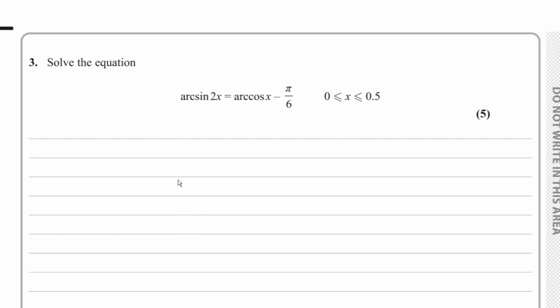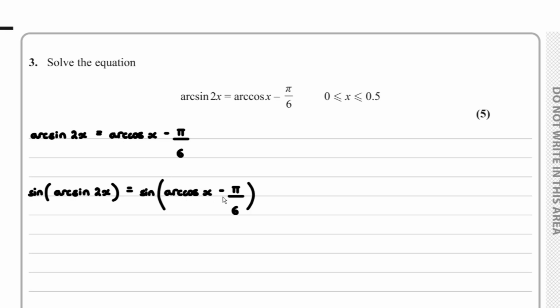Question number 3. We have to solve the equation arc sine of 2x equals arc cos of x subtract pi over 6, where x is in between 0 and 0.5. So, writing out that question, our first step would be to take the sine of both sides. So we have the sine of the arc sine of 2x, which is equal to the sine of the arc cos of x subtract pi over 6.